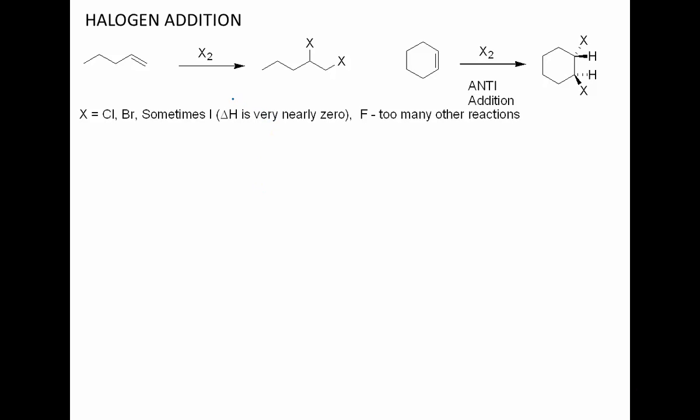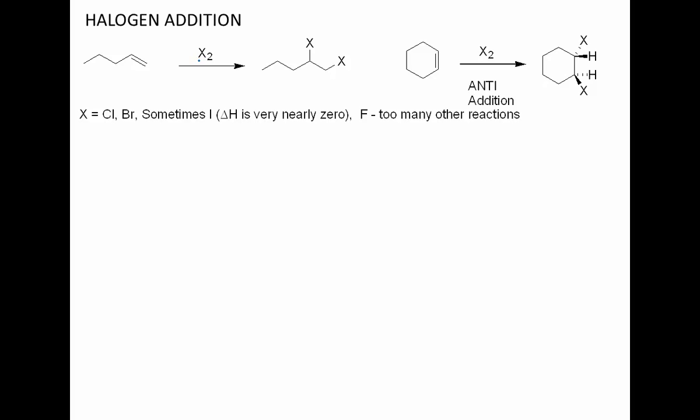Okay, so in this reaction we are taking a halogen molecule, usually chlorine or bromine, occasionally iodine, but not always. For iodine, the delta H for this process is so close to zero that a lot of times it just doesn't occur very easily. Fluorine, too many side reactions occur. Basically, it substitutes everywhere. So you don't typically see fluorine being used in this reaction.